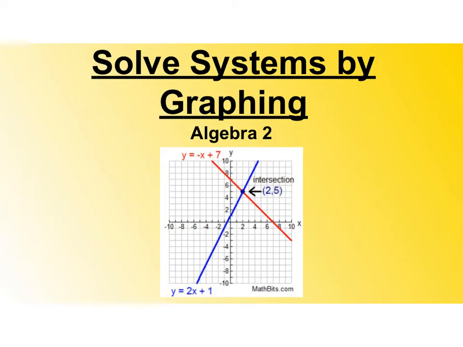Let's look at solving systems by graphing. So here's an example with a red line and a blue line graphed. We have their equations, and you can see that they both intersect at the point (2, 5). That's the general idea of what we're going to be going for in this lesson.